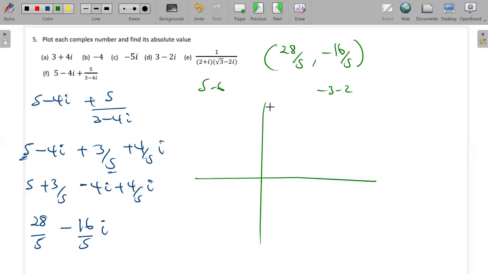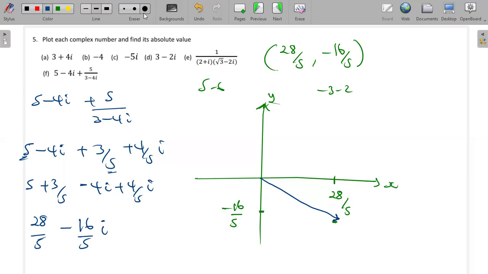So you have the imaginary axis y, and then x as the real axis. So 5.6 is maybe somewhere here because it's big. So you write there 28 over 5. Then negative 3.5, maybe somewhere here, which is the negative 16 over 5. Then you have it here like that, and you draw a line from the origin to that point. So that is our complex number, graphing it like that.